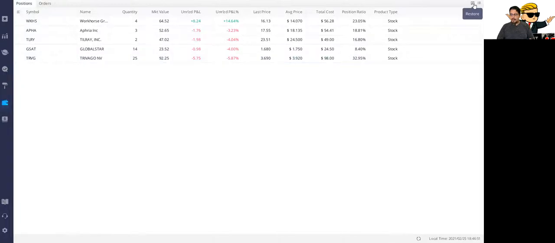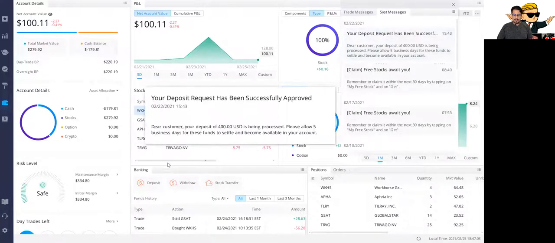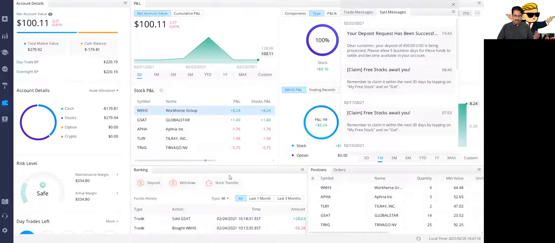Now, one thing to quickly mention as well is that the reason why, if you look at my net account value, it is only like $100 is because I'm actually using margin. I am trading on margin. I have $400 that is going to be deposited pretty soon. Let me show that right here. Here it is. It says, dear customer, your deposit of $400 is being processed. Please allow 5 business days for these funds to settle and become available to your account. So that's pretty much the reason why you guys see that. So right now I am using margin.